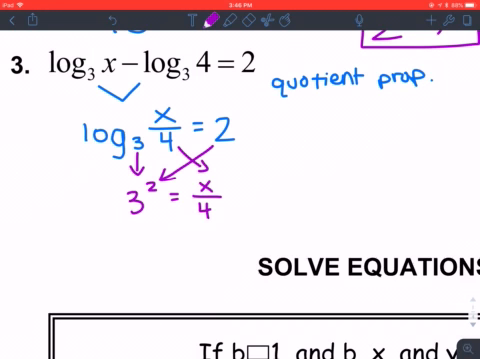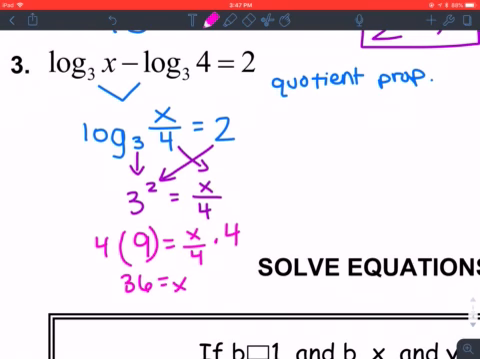Now we can solve. 3 squared is 9, is equal to x divided by 4. Sorry, that's a 9. x divided by 4. And then we're going to multiply by 4 on both sides. And we get 36 is equal to x.